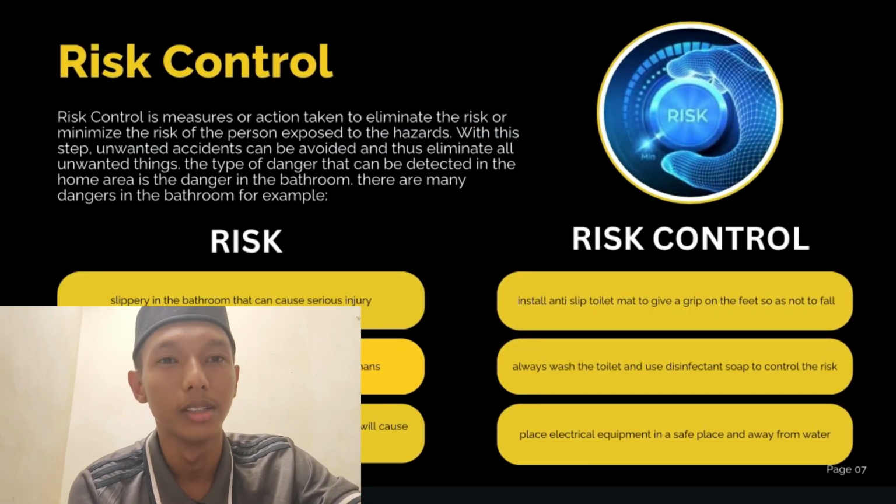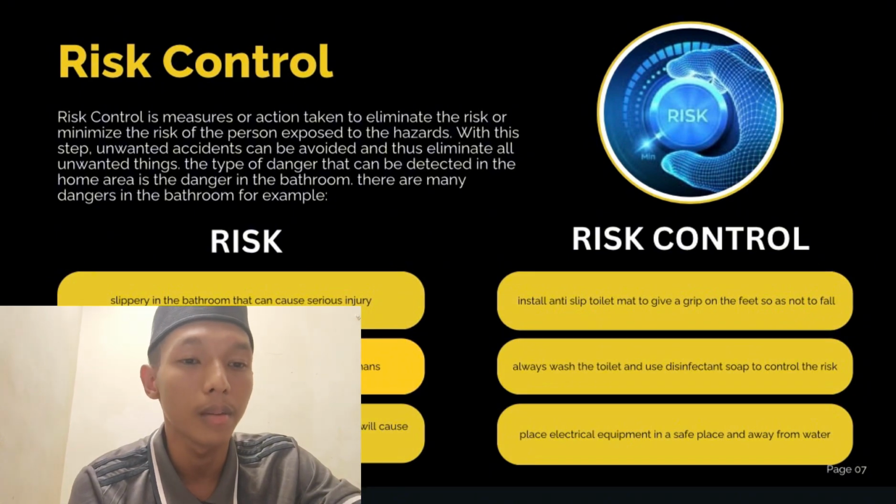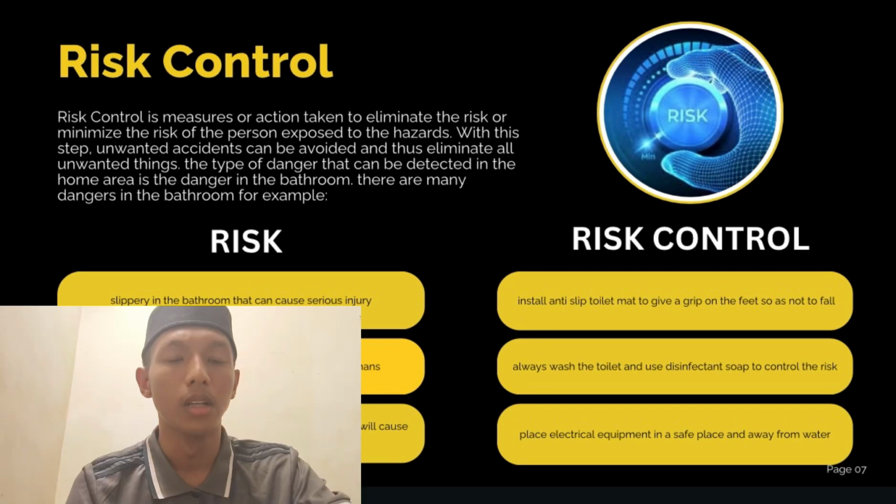Next, I'm going to talk about risk control. Risk control is a measure or action taken to eliminate or minimize the risk to persons exposed to the hazard. There are a lot of types that can be detected in our surroundings. The example that I want to bring here is the bathroom. The first risk that might happen is slipperiness in the bathroom, which can cause serious injury.